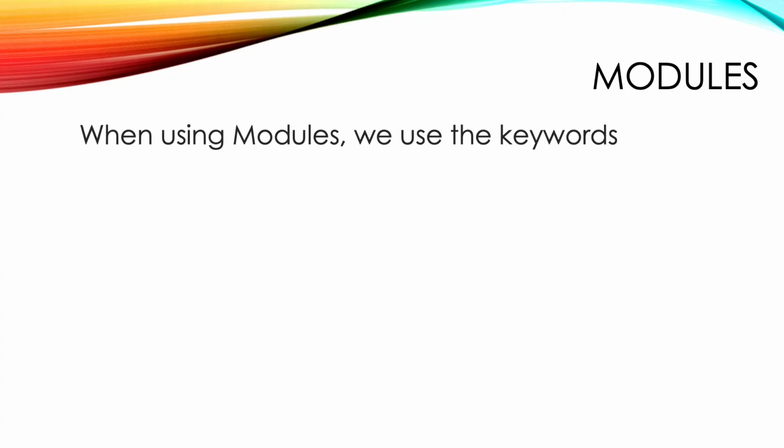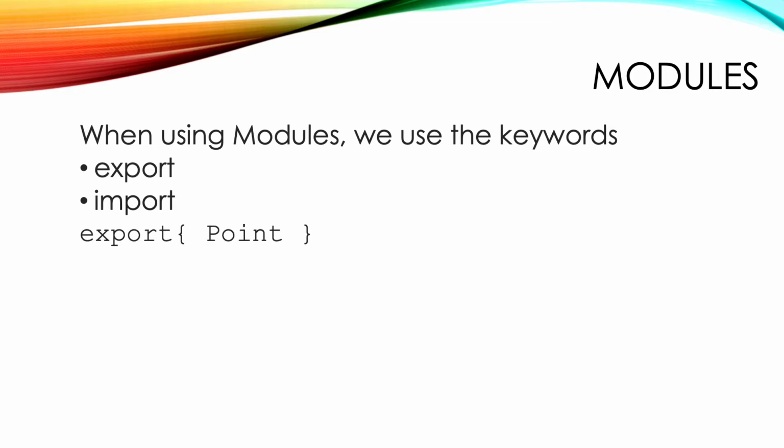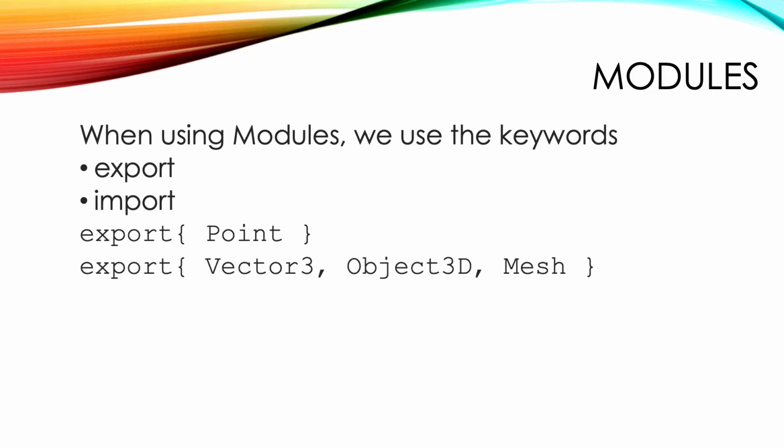When we use modules, we use the keywords export and import. We can choose what to export from the JavaScript file. If the file contains classes and functions, we can select which are exported, leaving others private to the file. Whatever we're exporting goes inside curly braces. Yeah, JavaScript loves its curly braces. If there are more than one exports, then the names are separated by commas.